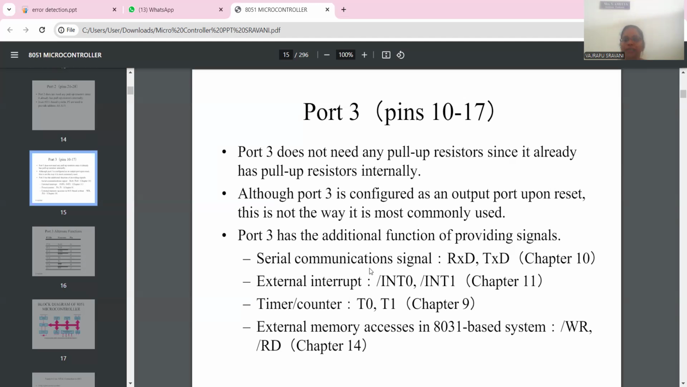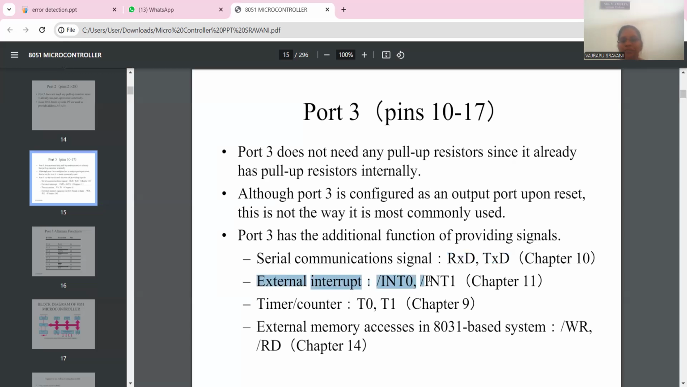These special functions include RxD and TXD, which are used for serial communication. If we want to communicate data serially to other peripherals, we use TXD as well as RxD. They are also used for accessing external data and communicating with external RAM and other devices.